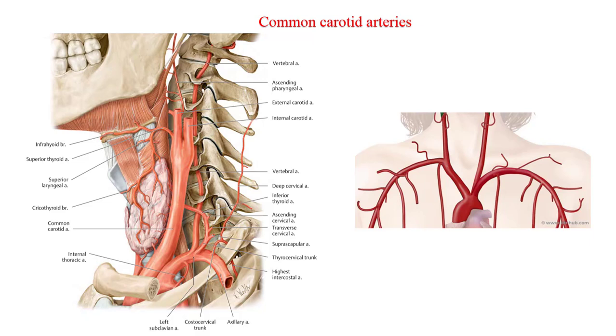The common carotid artery runs upward through the neck under cover of the anterior border of the sternocleidomastoid muscle from the sternoclavicular joint to the upper border of the thyroid cartilage. Here, it divides into the external and internal carotid arteries. At this point of division, the terminal part of the common carotid artery, or the beginning of the internal carotid artery, shows a localized dilatation called the carotid sinus.